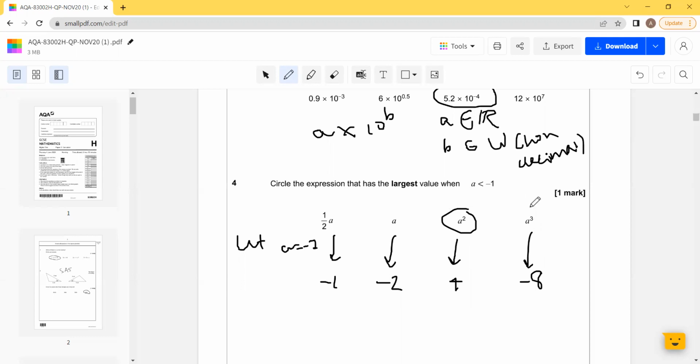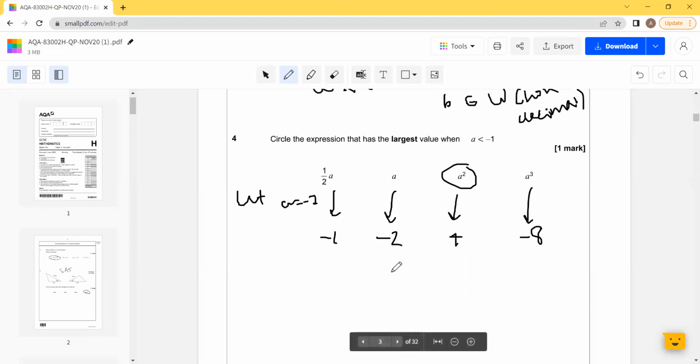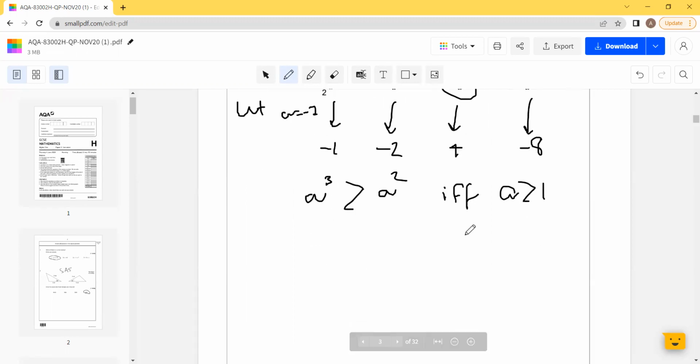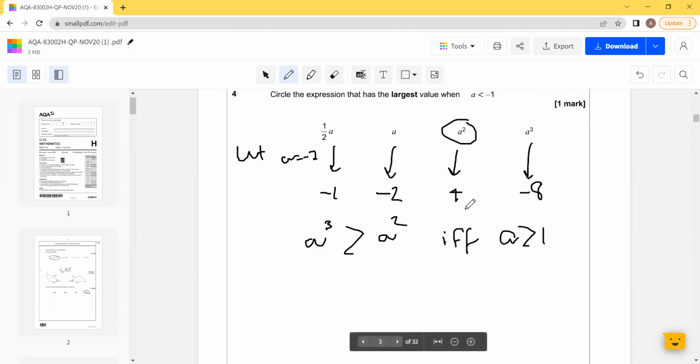Now don't get overconfident or confused and circle a cubed because you think, oh, any number cubed is going to be bigger than any number squared. That's only true if a is greater than 1. A cubed is greater than a squared if and only if a is greater than 1, not even equal to 1. Because if a is equal to 1, 1 cubed is just 1, and 1 squared is just 1. So it has to be greater than 1.